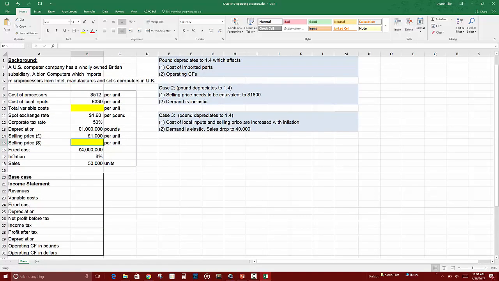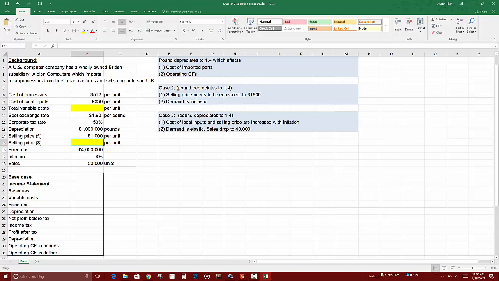So we have a U.S. computer company which has a British subsidiary called Albion, and this Albion, located in UK, imports microprocessors from Intel manufacturers and sells computers in UK. So basically, it's an example I used before. Some basic information: the cost of processor, imported from Intel, is US dollar $512 per unit. Cost of local inputs is £330.